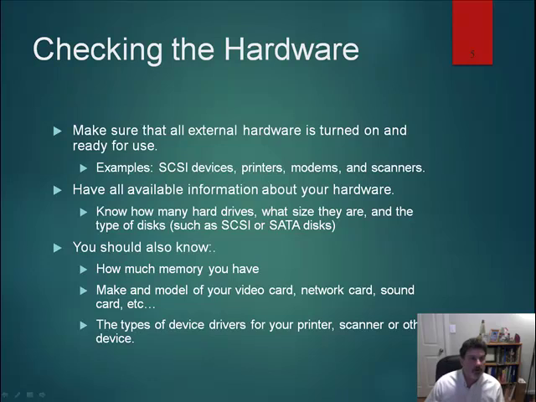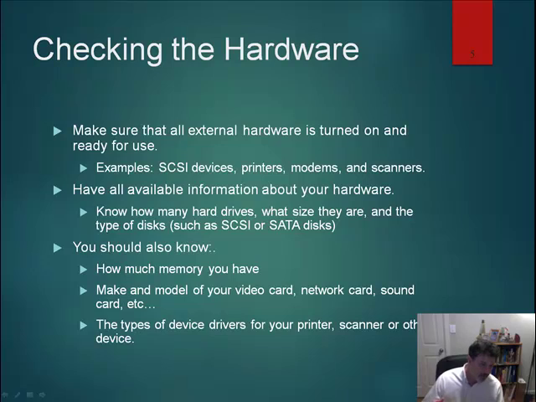As far as checking the hardware goes, I'm going to want to make sure that all the external hardware is turned on and ready for use. Things like SCSI devices, printers, modems, scanners. I particularly want to be sure that, if I'm going to be upgrading a server, for instance, I've got the RAID control drivers in place. That's one of the first things I'm going to need as part of my operating system install. Without it, I won't even be able to see the RAID drive at all.